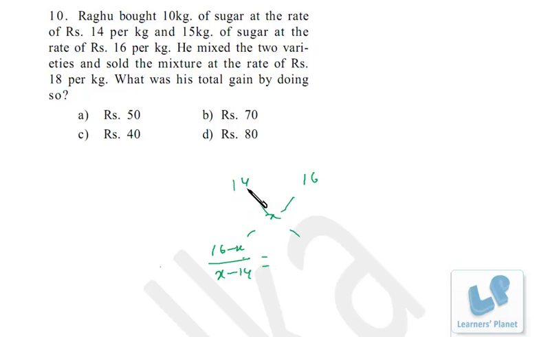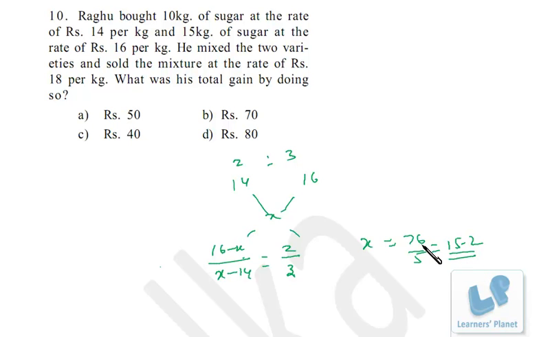Now the ratio will be what? This price is 14 and the quantity is 10 kilogram. Here the price is 16 and quantity is 15 kilogram. So 10 kilogram, 15 kilogram, ratio is 2:3, right? So 48 minus 3x is equal to 2x minus 28. So 48 plus 28, x is 76 by 5, or we can say the cost price is 15.2. That is, the mean cost price is 15.2, right?